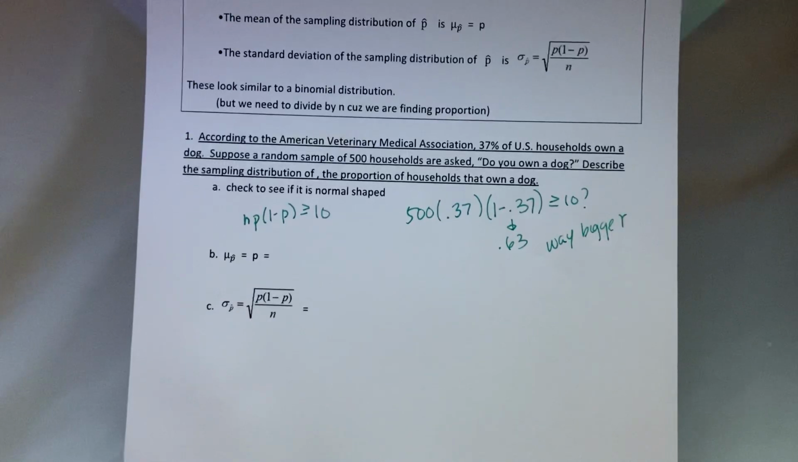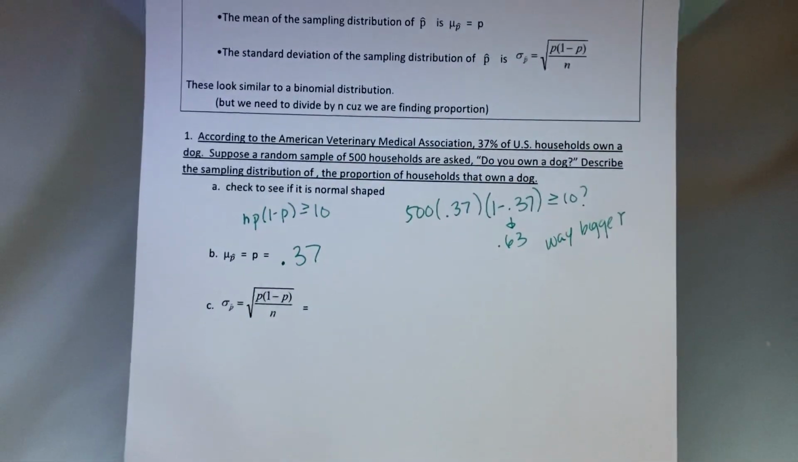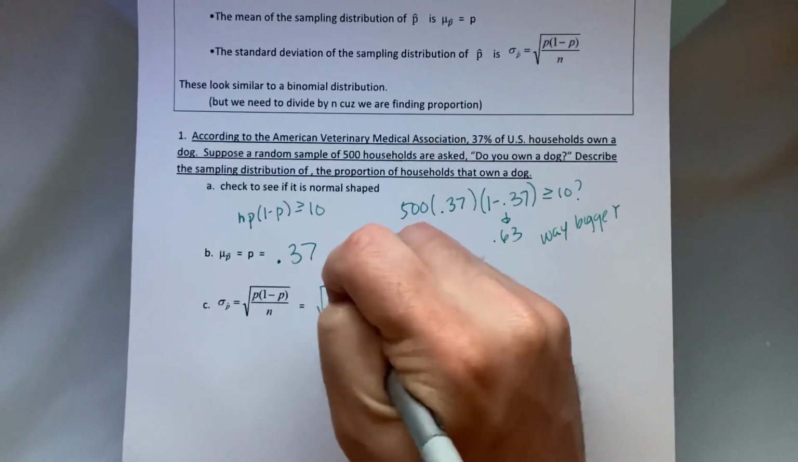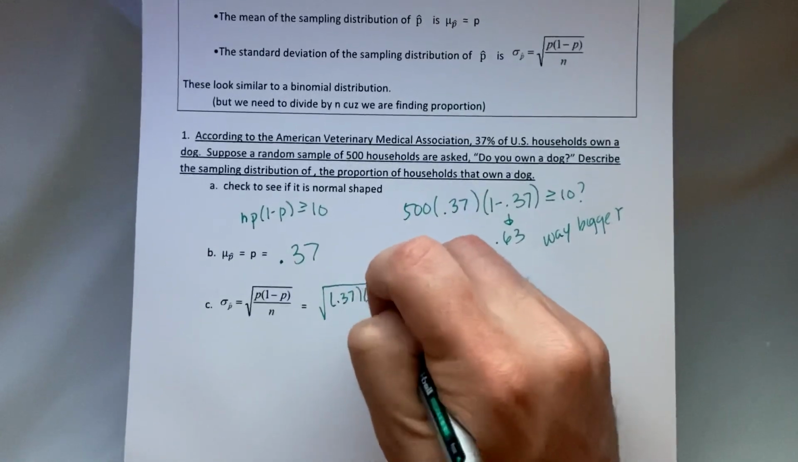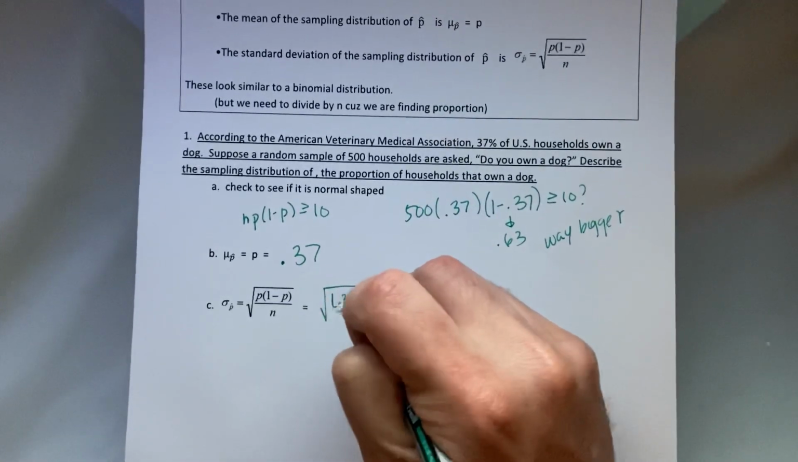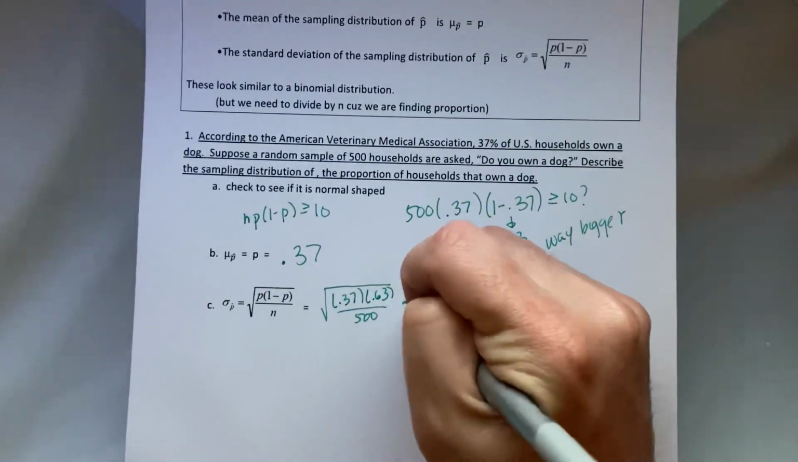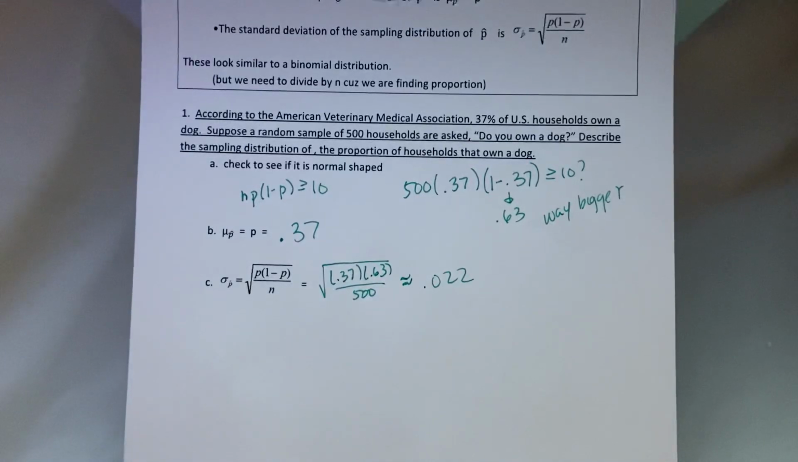We're totally fine here. It should be approximately normal. So my average should be the same as my average previously, which was the 0.37. My standard deviation, though, it says I need to take the square root of that 0.37, which is p, and my 1 minus p, which is 0.63, and divide it by 500. This is approximately 0.022. So what does that mean?